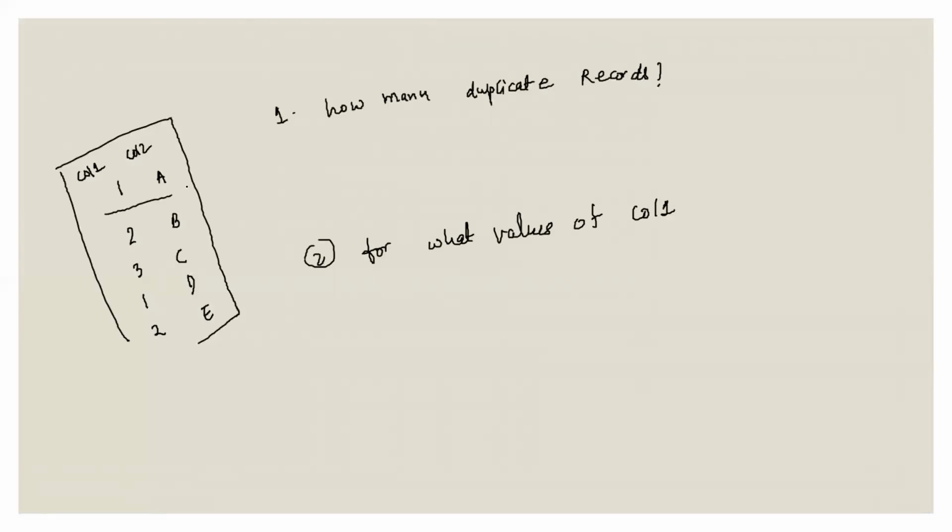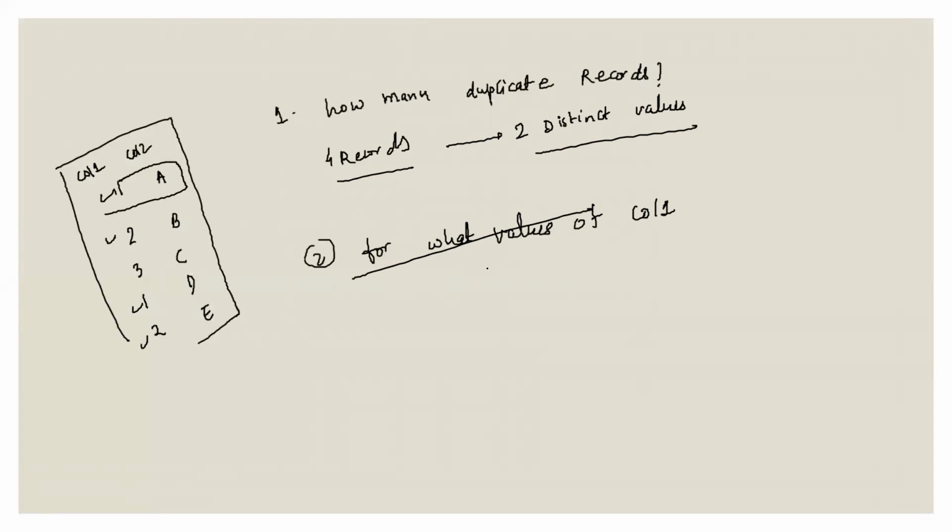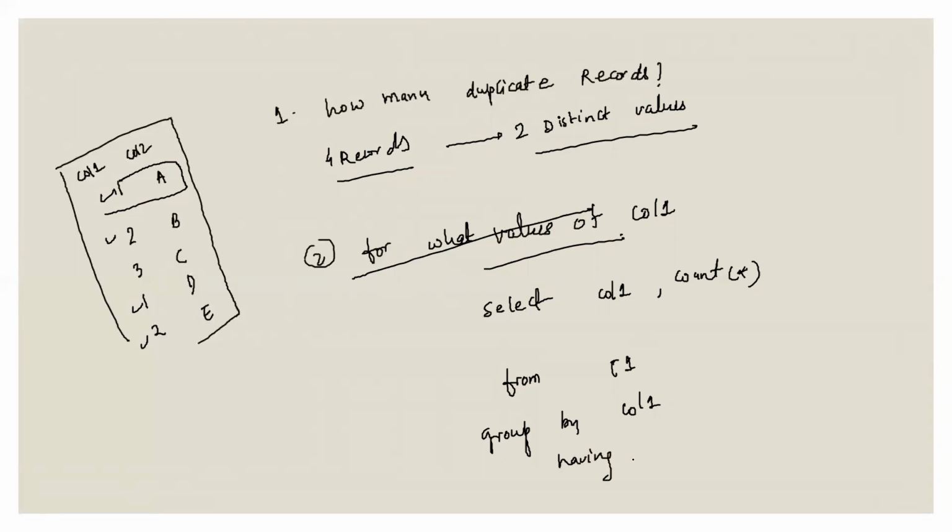How many duplicates are there? One is getting duplicated. Two is getting duplicated. So there are four records, out of which there are only two distinct values. For what values of col one do we have duplicates? How will we identify that? Select col one comma count star from, let's suppose the name of table is T1, group by col one having count star greater than one.